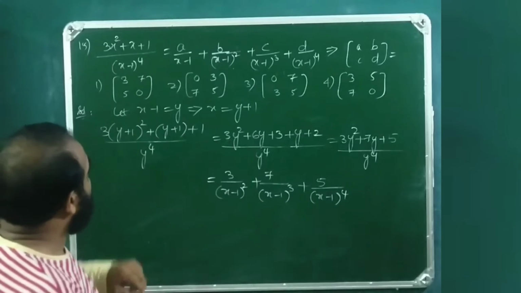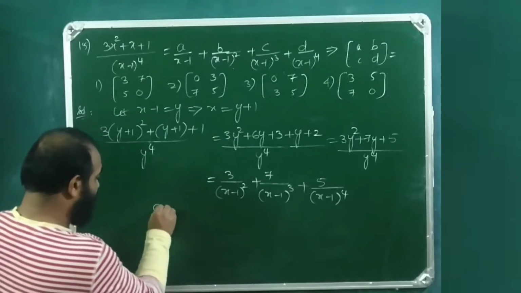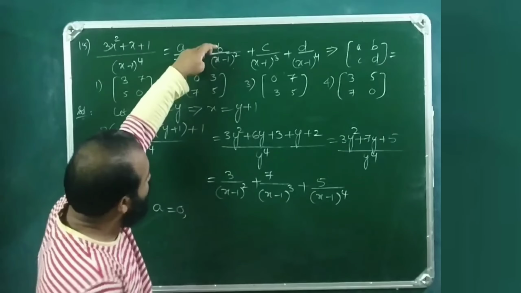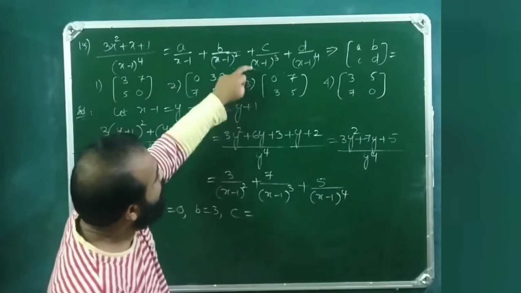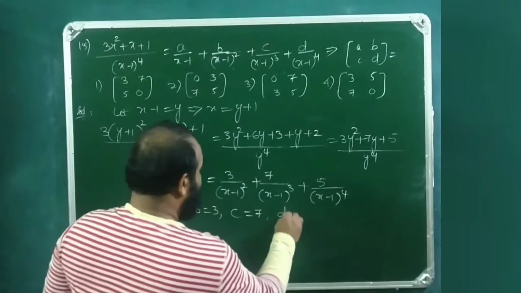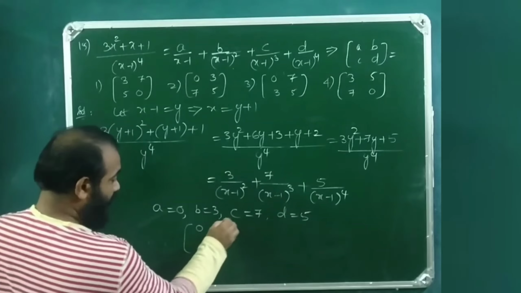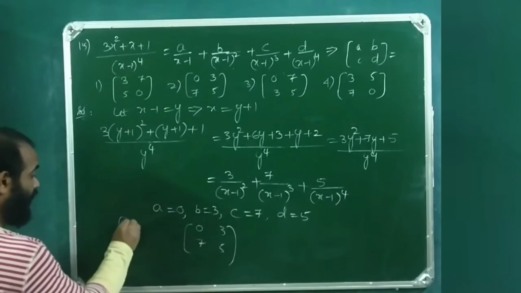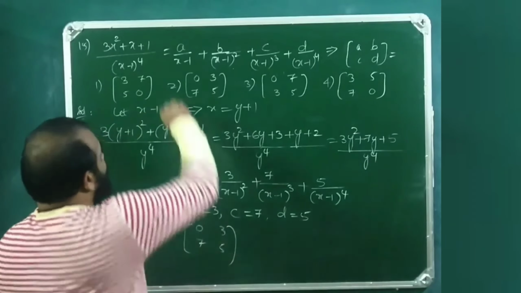Now compare a by x minus 1. So a is absent here. a is equal to 0. Then (x minus 1) whole square, (x minus 1) whole square, therefore b value is 3. c value is (x minus 1) whole cube, the same, in the place of c we see 7. And d is equal to 5. Therefore 0, 3, 7, 5 is our a, b, c, d. So the option number 2.